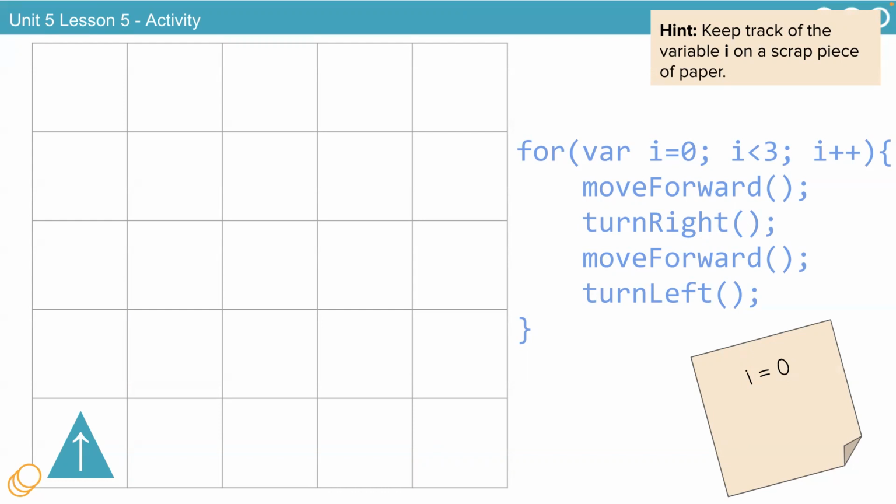Okay, so round 1, what's the value of I? 0. Okay. Gonna move forward, turn right, gonna move forward, I'm gonna turn left. Okay, round 2, gonna do that again. Round 3, I'm gonna do that again. Then I think I'm gonna stop.